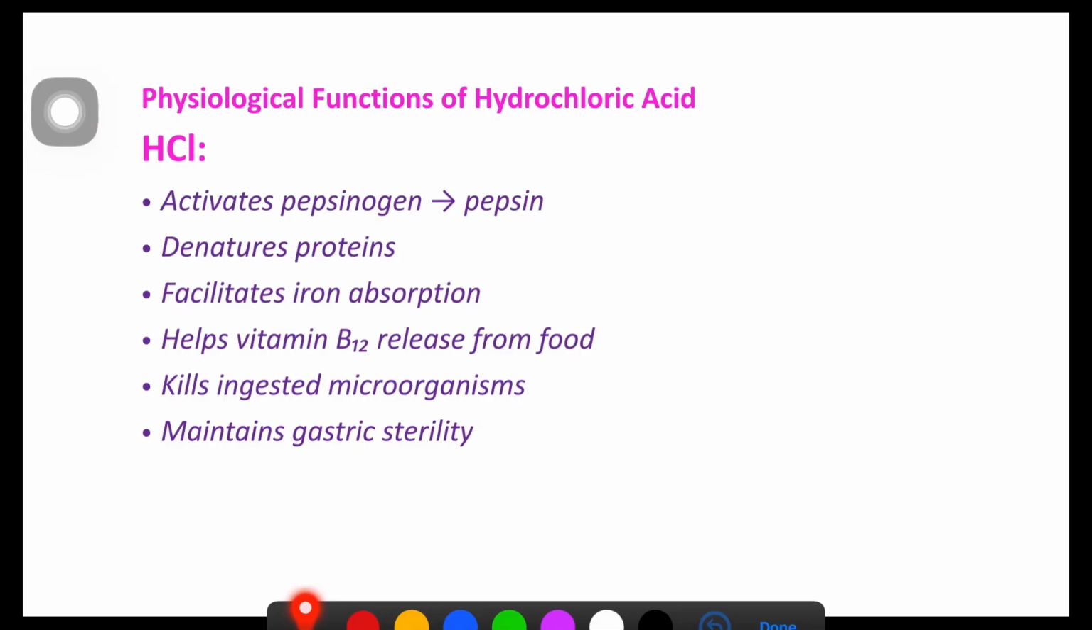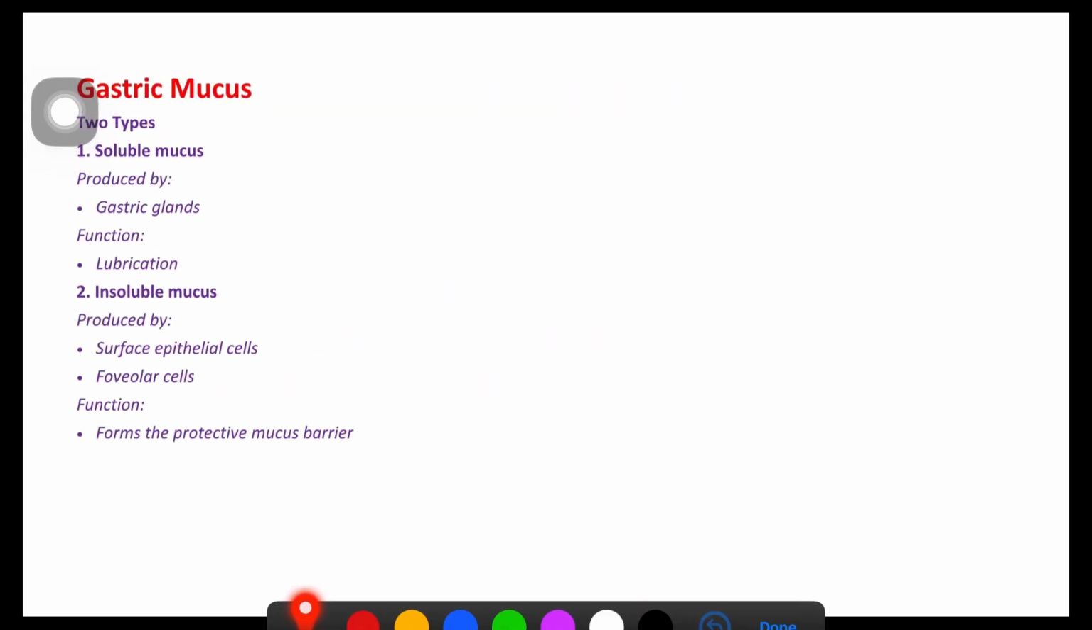Now, what is the function of HCl? HCl activates pepsinogen, which is converted into pepsin. It denatures proteins, facilitates iron absorption, helps vitamin B12 release from food, kills microorganisms and maintains gastric sterility.